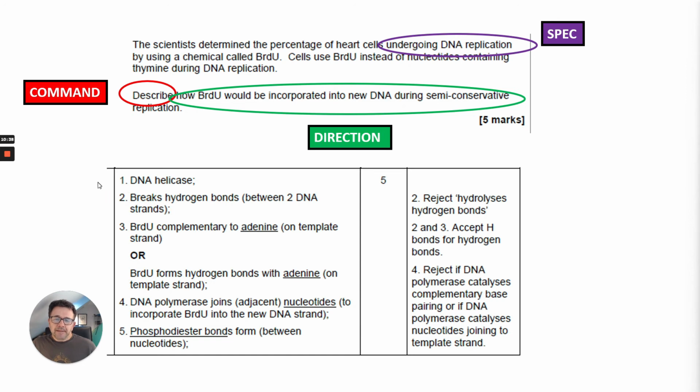So again, DNA helicase breaks hydrogen bonds. But this is where you need to include the information in terms of BRDU. So you need to say that it's not just uracil, it's BRDU is complementary to adenine. So do you see what I mean? There's a subtle difference here. You can't just say everything you know about DNA semi-conservative replication. You've got to use the information they've given you, the direction that they've given you in the question. Okay, and so you need to talk about BRDU within your answer.